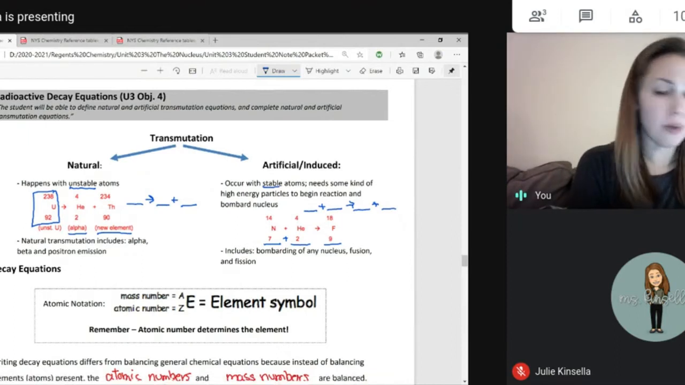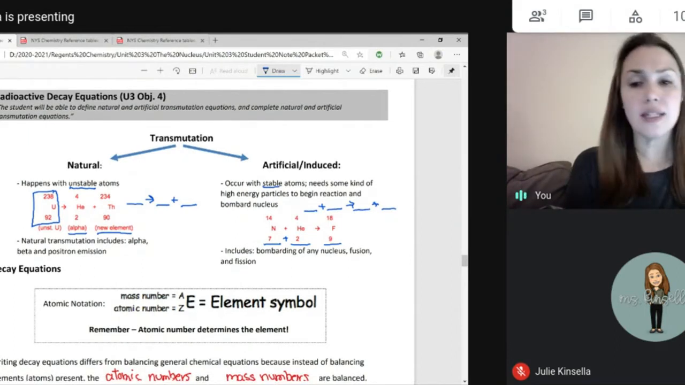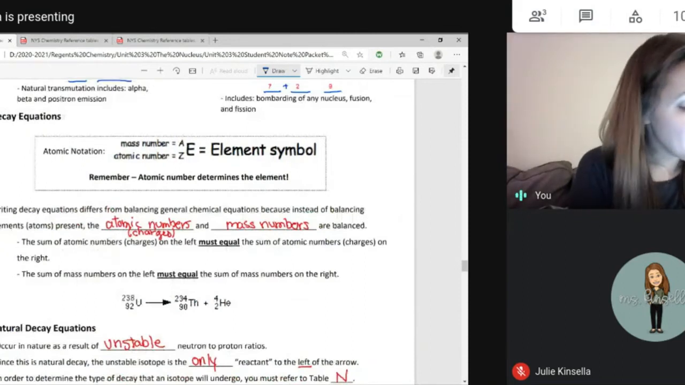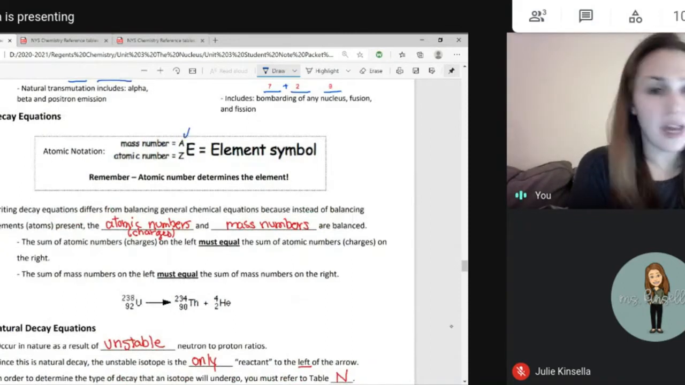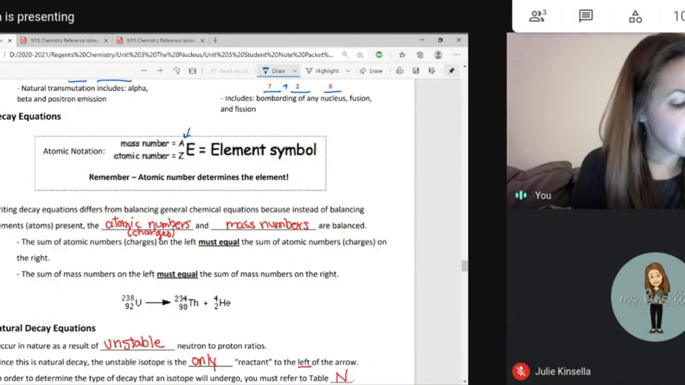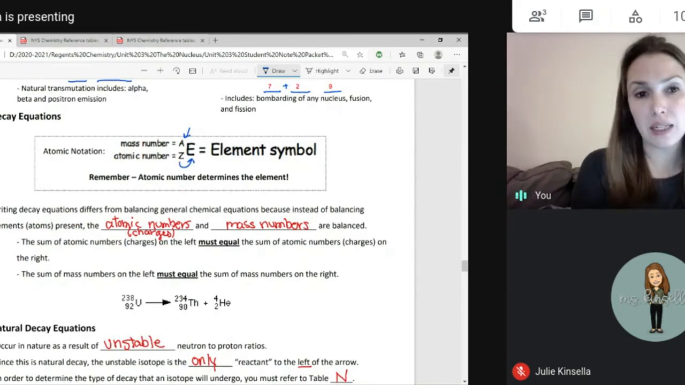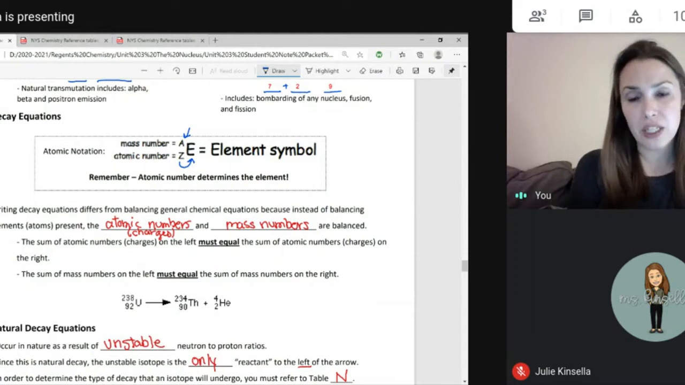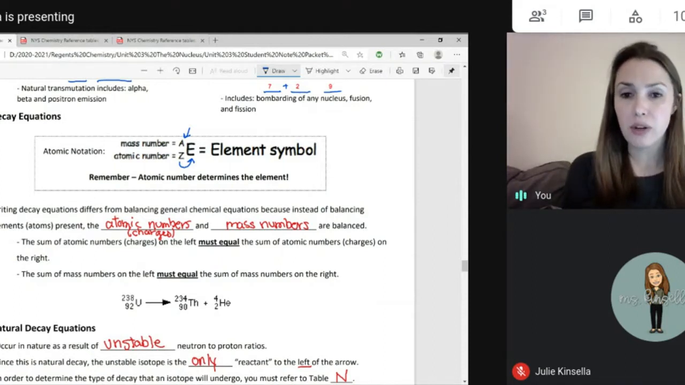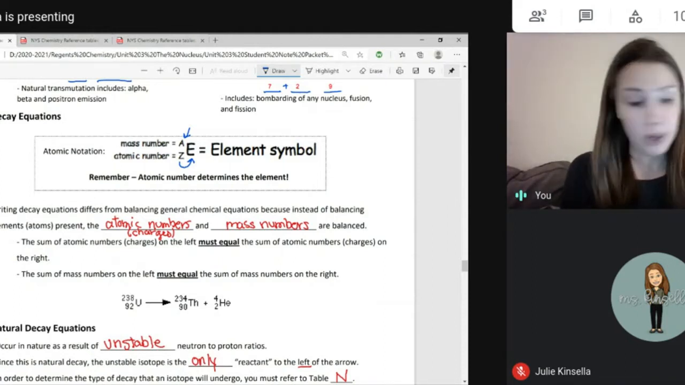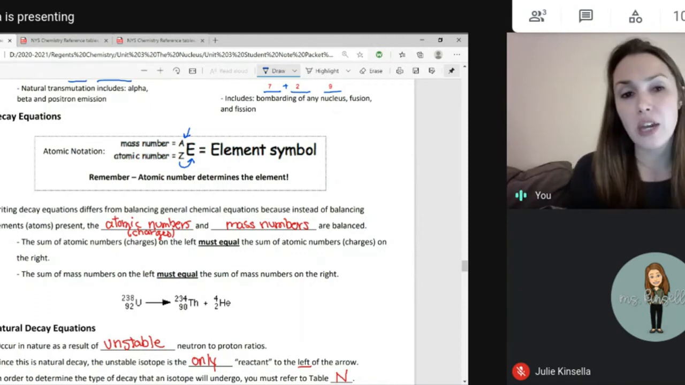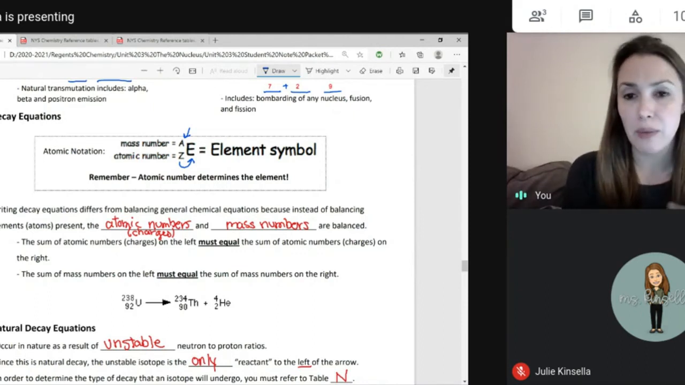So in any of these, when we're writing our decay equations, it's going to be important to remember that your mass number is up on top, where the A is represented here, and that the atomic number is on the bottom, and that's always going to determine what element it is. That's where I'm going to get my symbol every time I come up with a new atomic number for the new element that's formed.